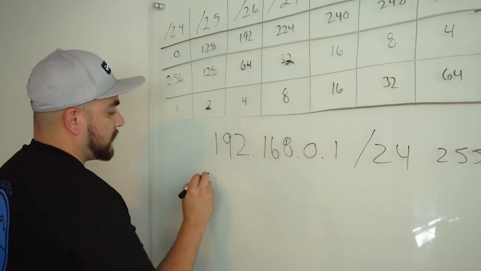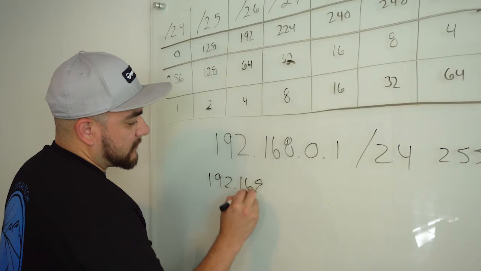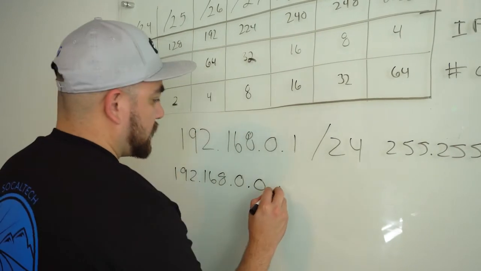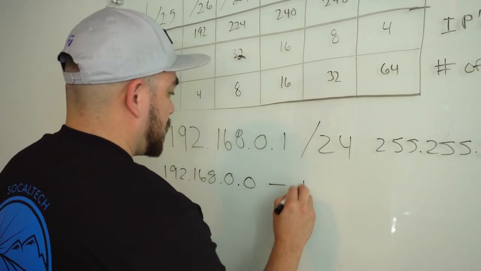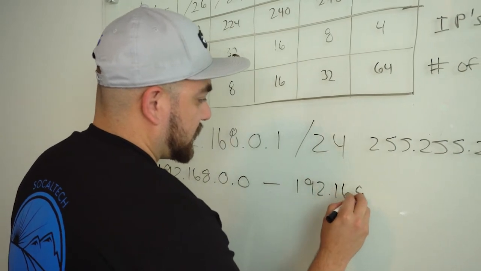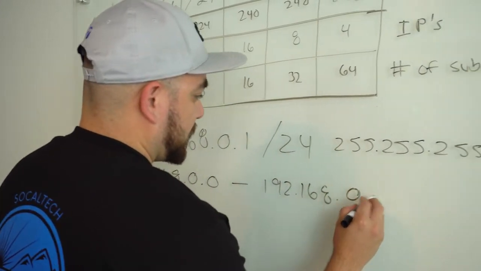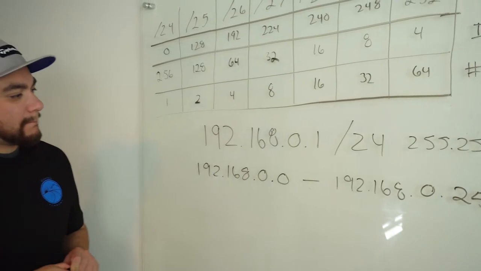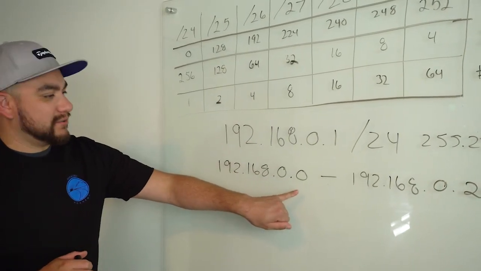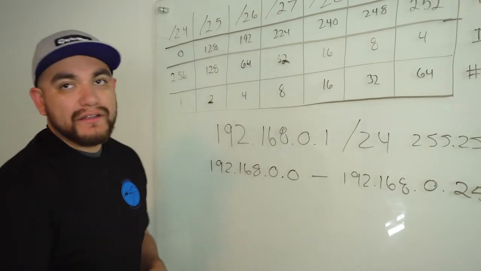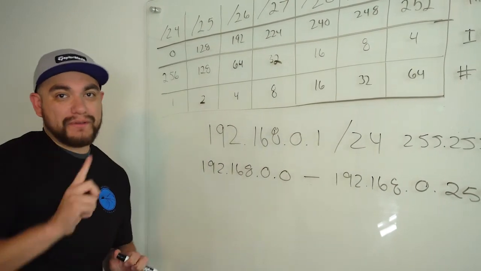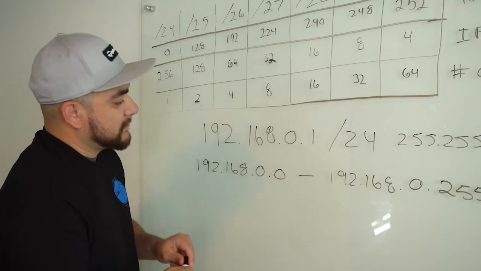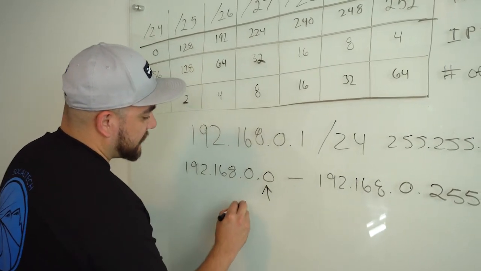So 192.168.0.0 to 192.168.0.255. Okay. Now, what I forgot to mention as well is that within every subnet, the first IP you have within a subnet scheme is always the network address. So .0 is our network address.